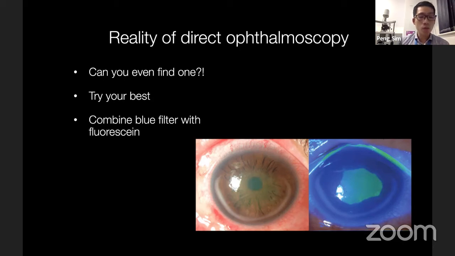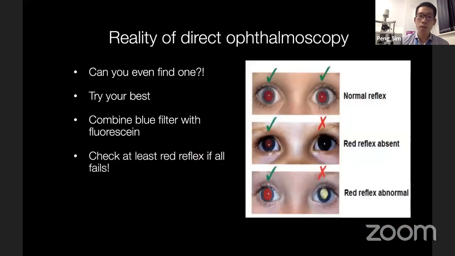Also, direct ophthalmoscopy is really good for detecting whether or not a red reflex is present. You just hold the direct ophthalmoscope and view the patient's eye from quite far away, and you can easily check. On the diagram on the right here, the first picture is annotated as a normal reflex, and the bottom two are abnormal red reflexes.